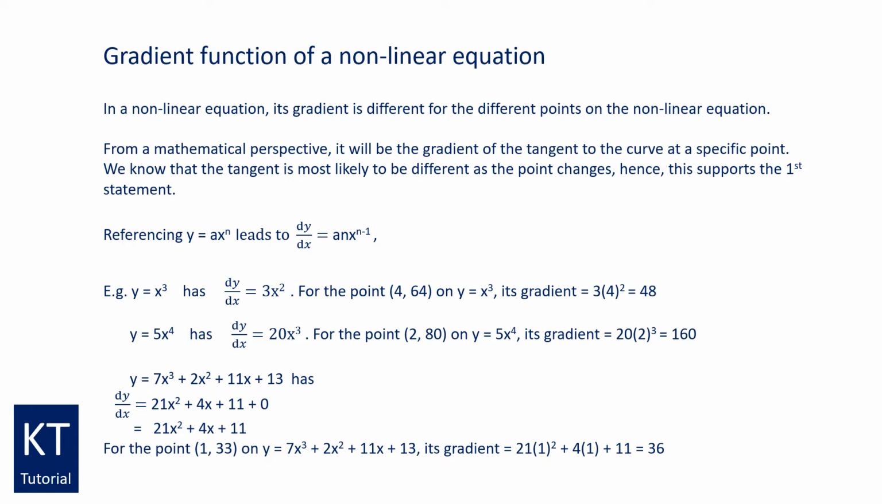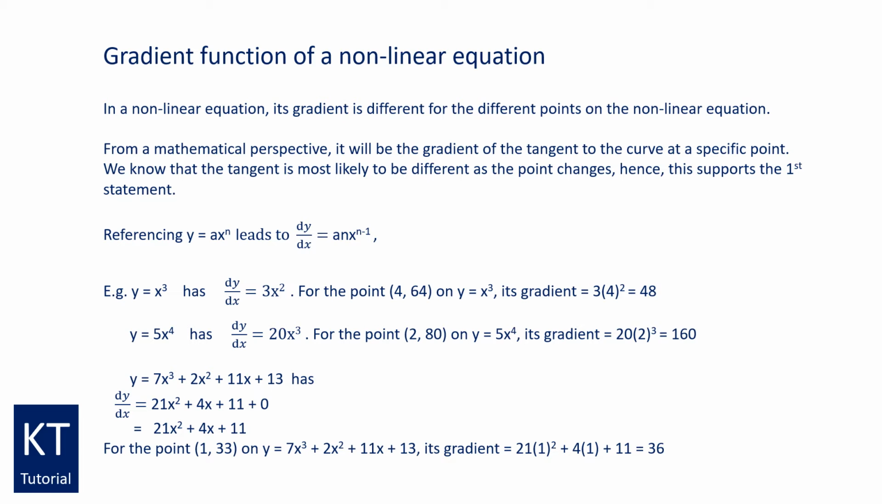In applying the relationship against a nonlinear equation, for example, y equals x cubed, its dy/dx is 3x squared. For the specific point (4, 64) on y equals x cubed, its gradient can be calculated by inserting the value of 4 to replace x in its dy/dx, which comes to the product of 3 and 4 squared. This comes to 48. Second example is when y equals 5x to the power of 4, where its dy/dx is 20x to the power of 3, and at the point (2, 80) on the graph, its gradient is 160.